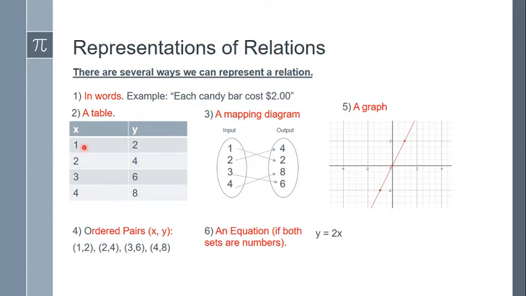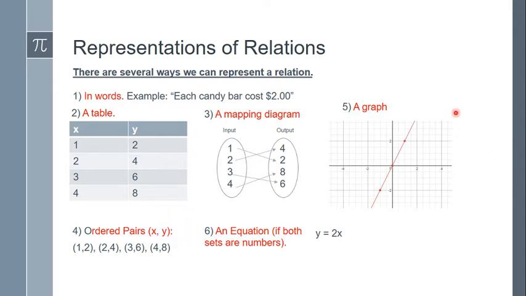So this would be the same as the table. Look at the table here. We got the pair here, 1, 2, and then we've just written it here as an ordered pair, 1, 2, 2, 4, 2, 4, written as an ordered pair. So these are almost the same to me. Representing it as a table and an ordered pair is very similar.